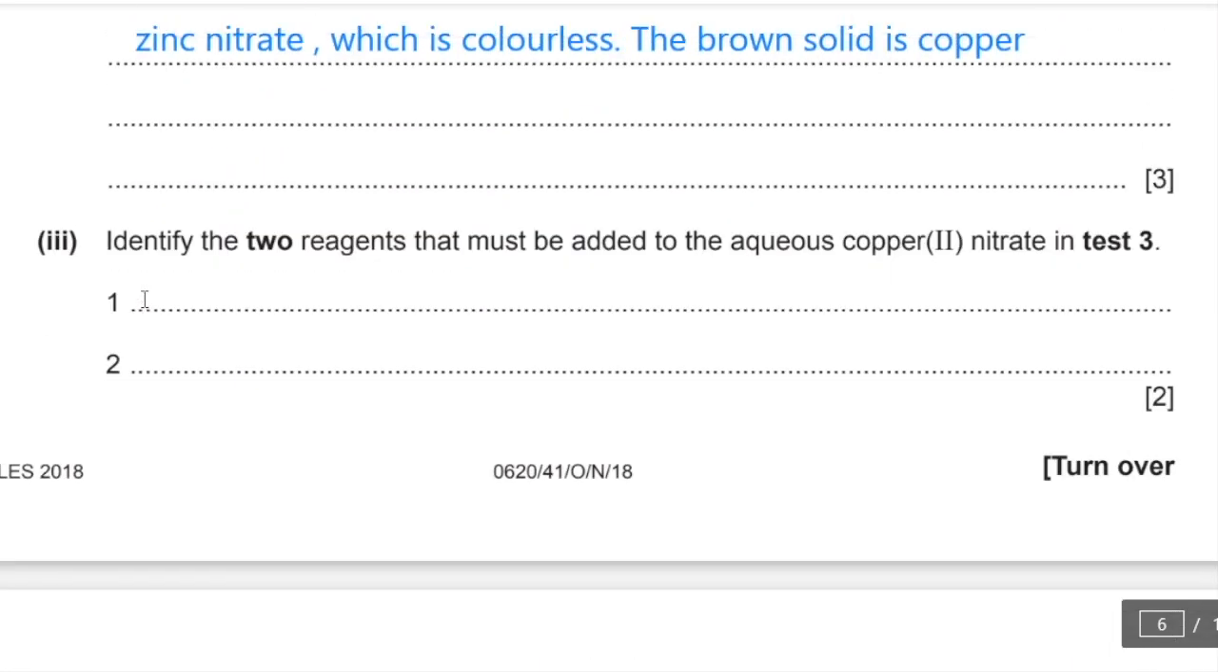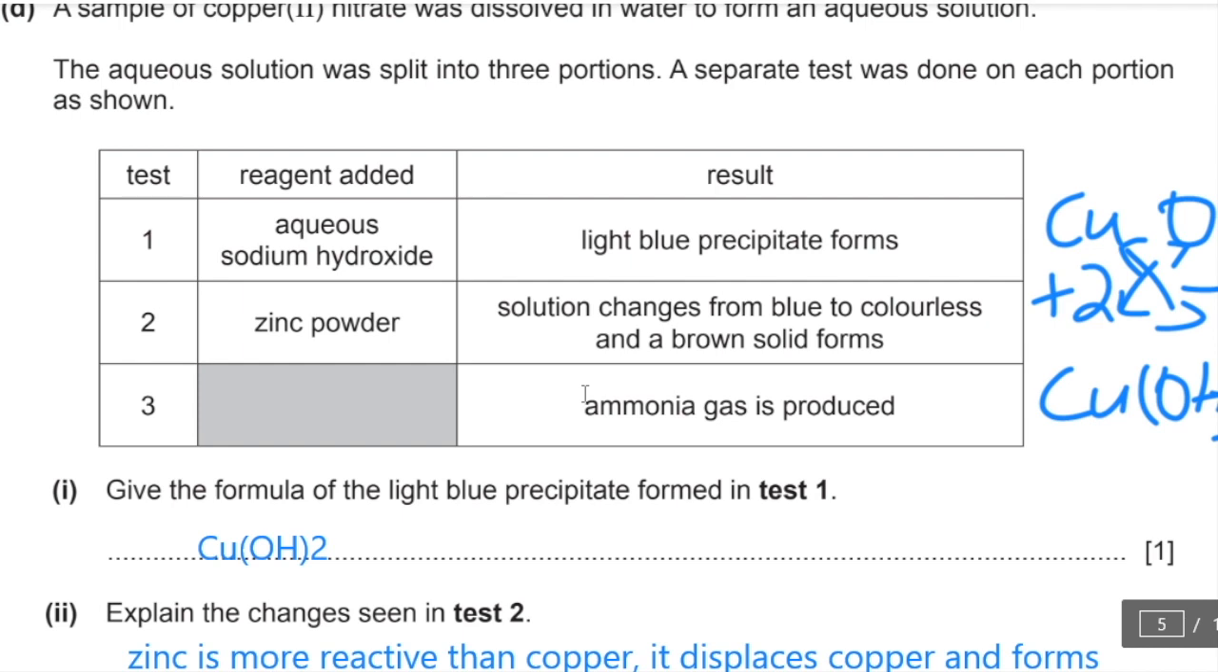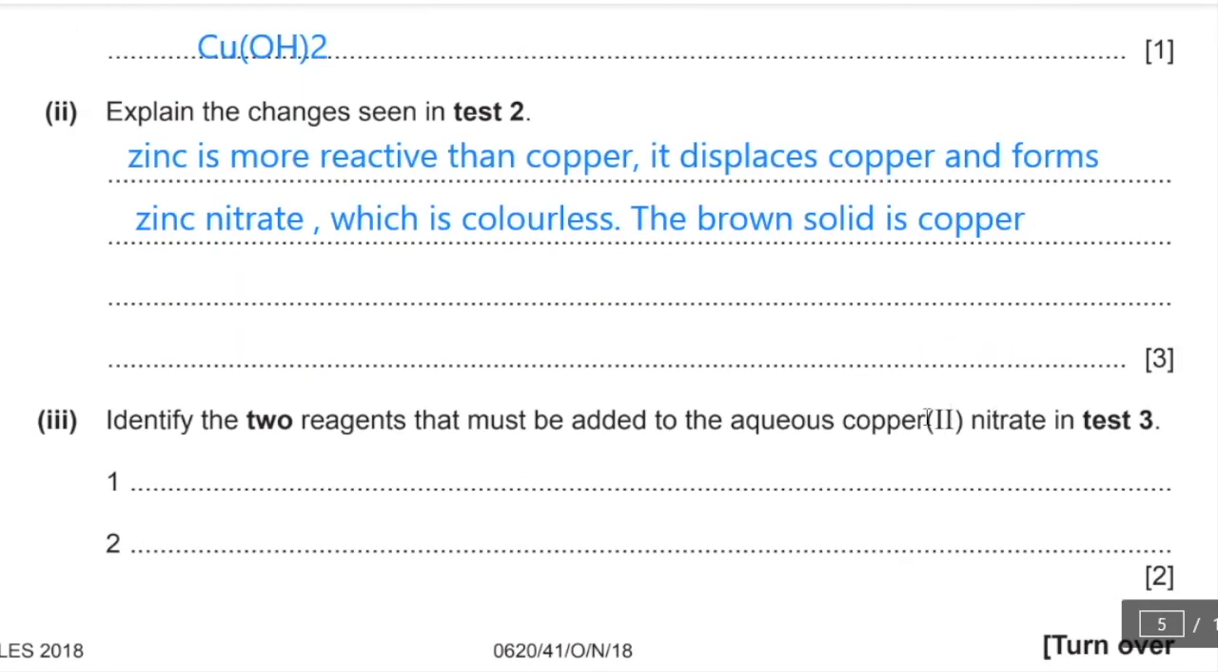Identify two reagents that must be added to a copper nitrate test. So this test is of nitrate ion, and when ammonia is given off, that means aluminium and sodium hydroxide have been added to nitrate ion. This nitrate ion comes from the copper nitrate. So you need to add sodium hydroxide and aluminium to it.